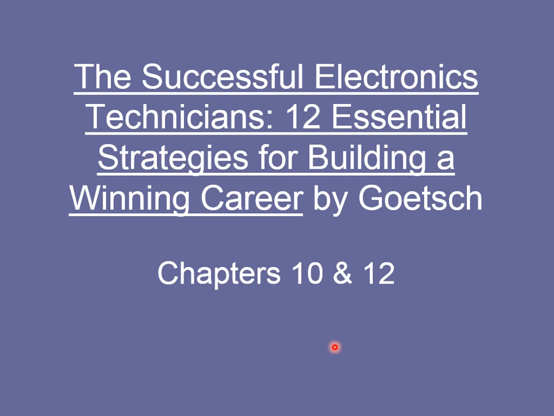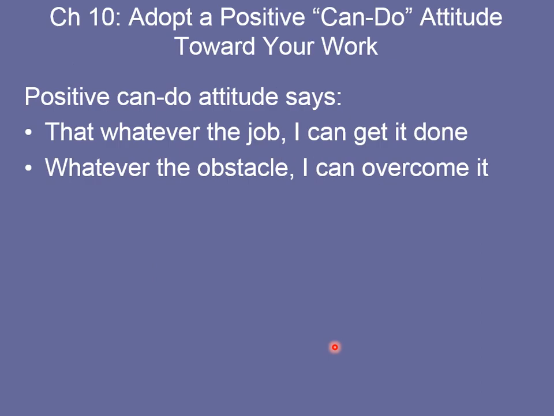Now, in this chapter, we'll be talking about some essential strategies for building a successful career, and that's the name of the book. So here we are trying to summarize a little bit from chapters 10 and 12. In chapter 10, we will talk about how we can adopt a positive can-do attitude towards our work. What are the positive attitudes?